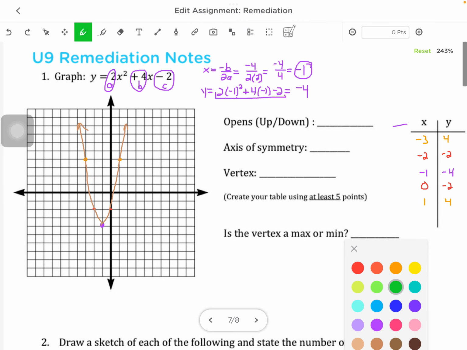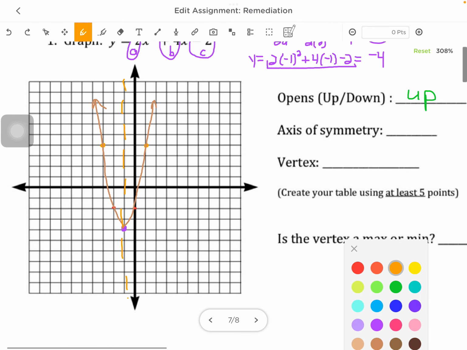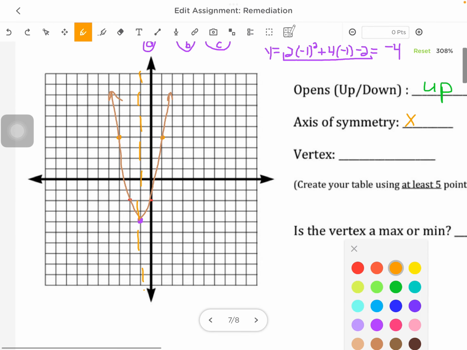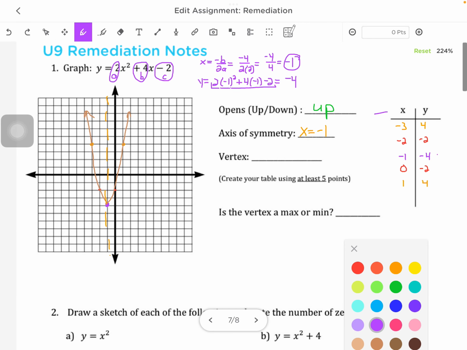Okay, now let's do some analysis. So what direction does the parabola open? I can look at the parabola to see that it's opening up. My axis of symmetry is going to be this dashed line that goes down the middle of that parabola. And so that's going to be x equals -1. The vertex is going to be the purple point. I can look at the table if I want, or I can look at the parabola to get the coordinates -1, -4.